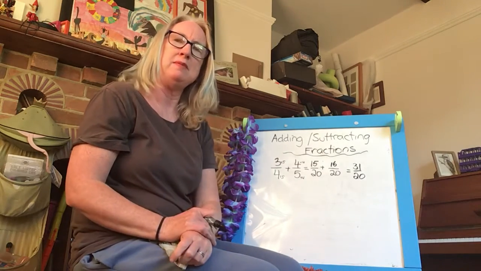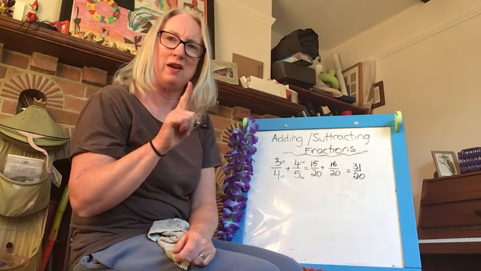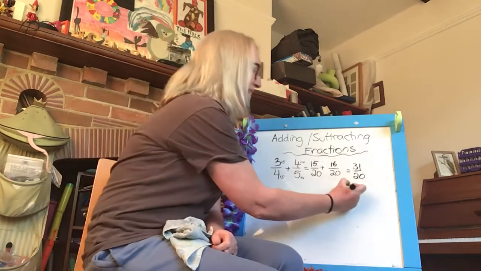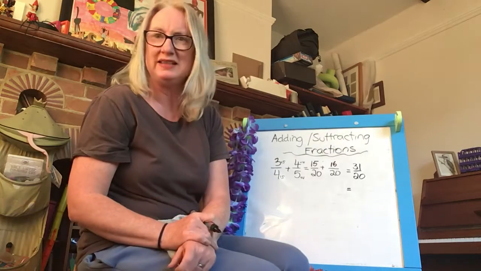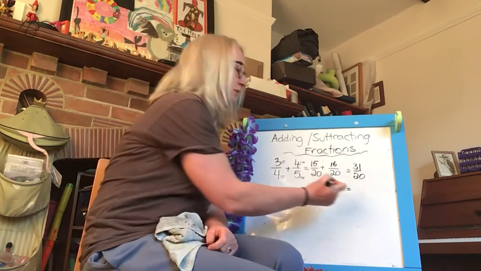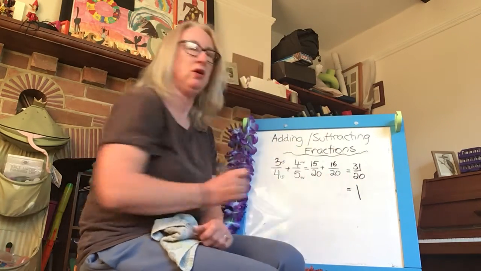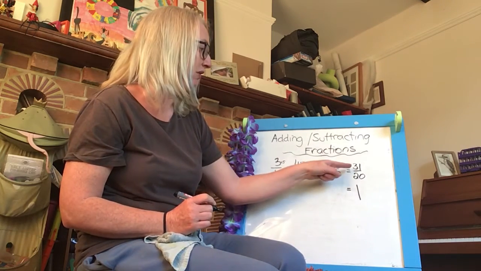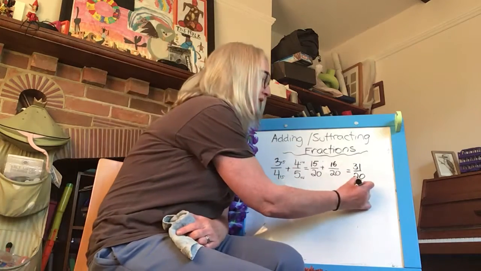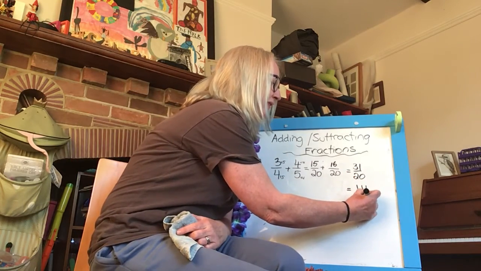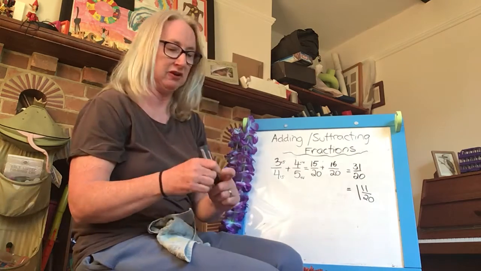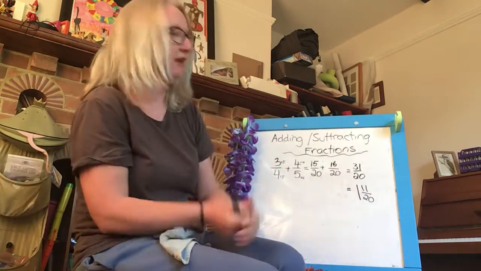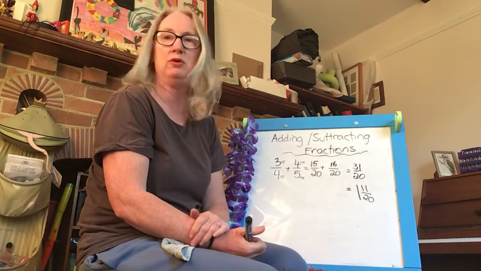Now, how many 20ths makes 1 whole? Who remembers that from their days when they were at normal school? So 20 20ths is 1 whole. So I've got 1 whole, I've got 20 20ths, and I've got more. I've got 11 more. So I've got 11 leftovers. 11 of my 20ths are left over. It's like saying I have a full bag and I've got 11 more left over.